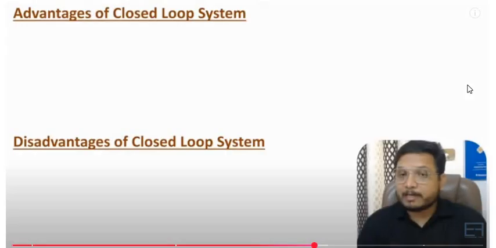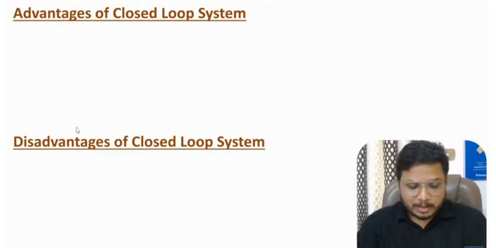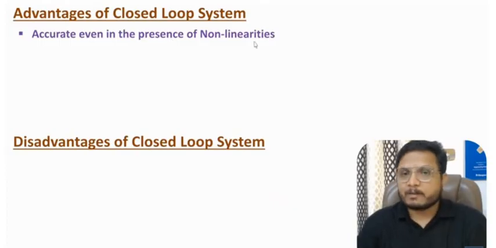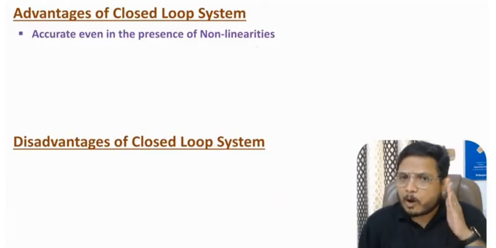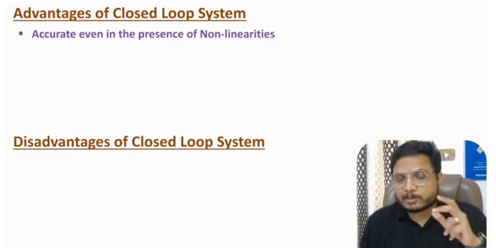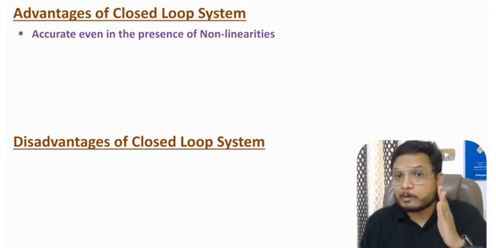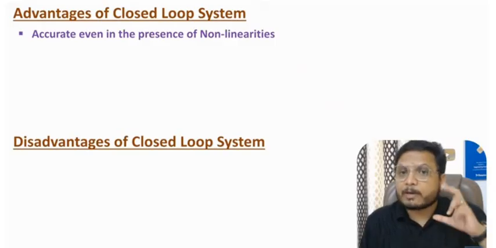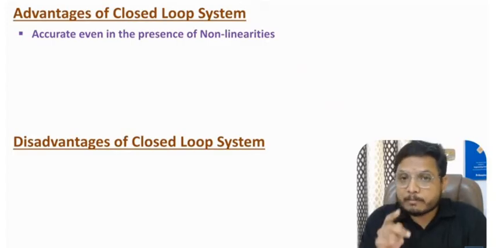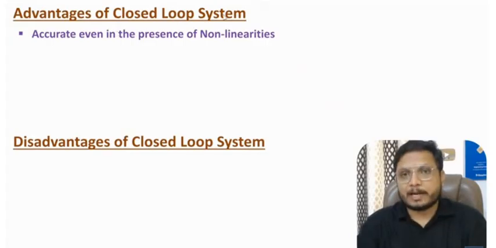Now let me discuss advantages and disadvantages of closed loop control system. See, a closed loop control system is accurate even in the presence of non-linearities. One should know closed loop control systems are always accurate compared to open loop control systems. The reason is, with an open loop control system, control action of the controller is with respect to input, while with a closed loop control system, control action of the controller is with respect to the error signal, and the error signal is a combination of input and feedback.